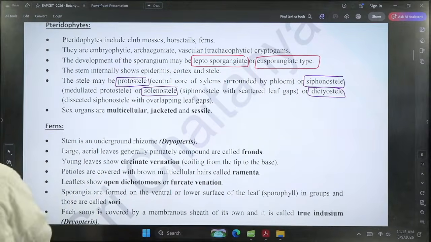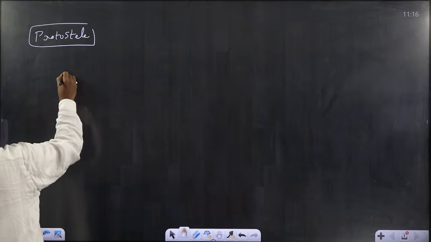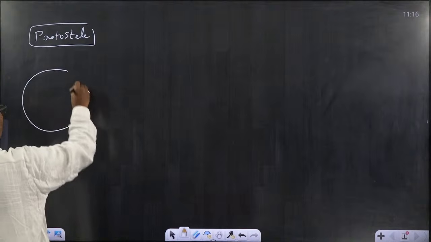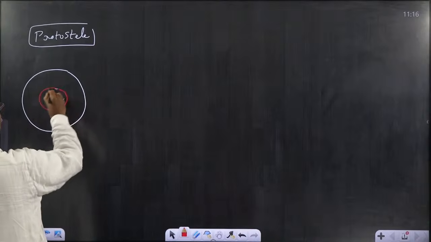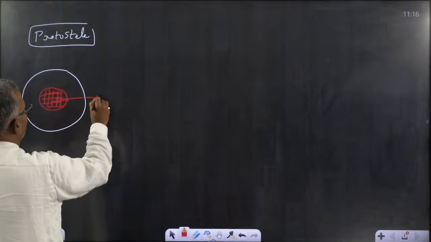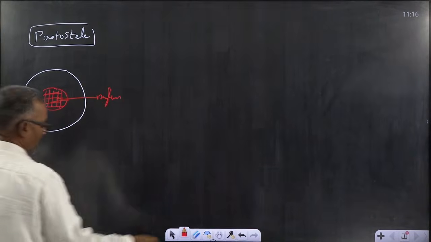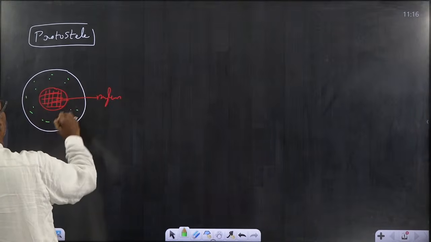Let me show in the form of a diagram so that you can clearly understand. Now listen to me here. Explaining protostele, it is the most primitive type of stele. Look here, this is the stem. In the stem, the central part is composed of xylem. This is xylem, and this xylem is surrounded by phloem.